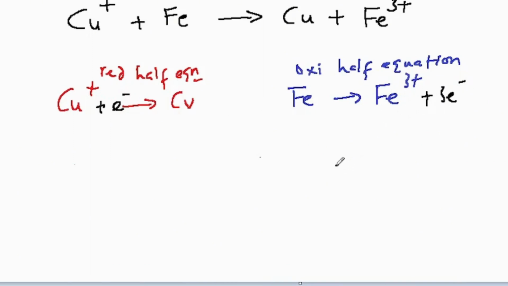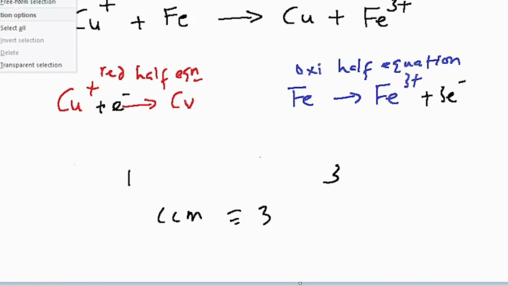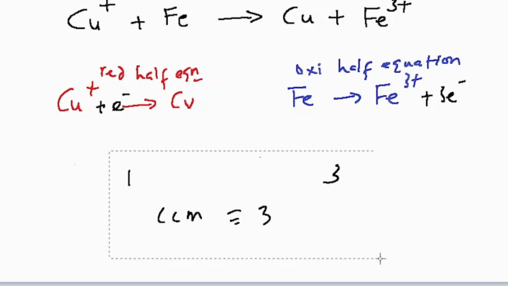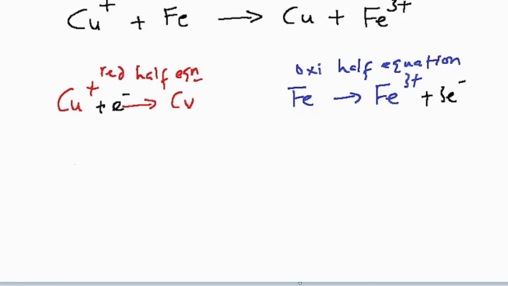We have 3 electrons lost, and the electron gained is 1. We have 1 electron gained. And if you take the LCM of 3 and 1, the LCM is going to give you 3. So that means we want to ensure that the number of electrons lost is 3, and the number of electrons gained is also 3. So how are we going to ensure that we have 3 electrons gained and 3 electrons lost?